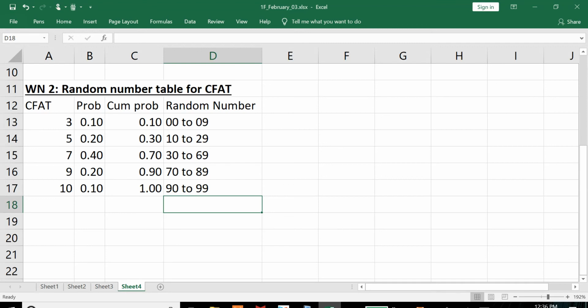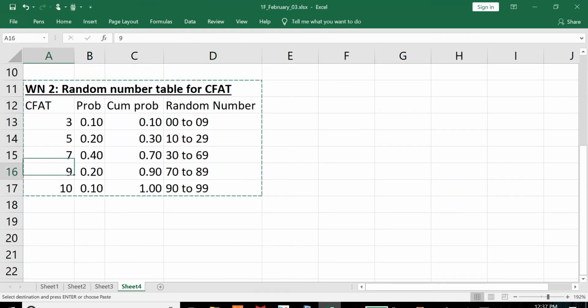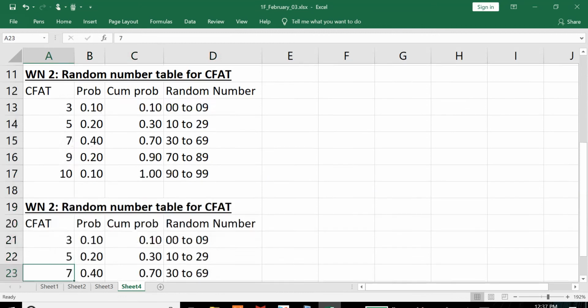Then the random number table for investment. Like this, the probability distribution can be for any number of parameters the question wants to give. We have done this for CF80 now. Any doubts on this? The third one is for investment.